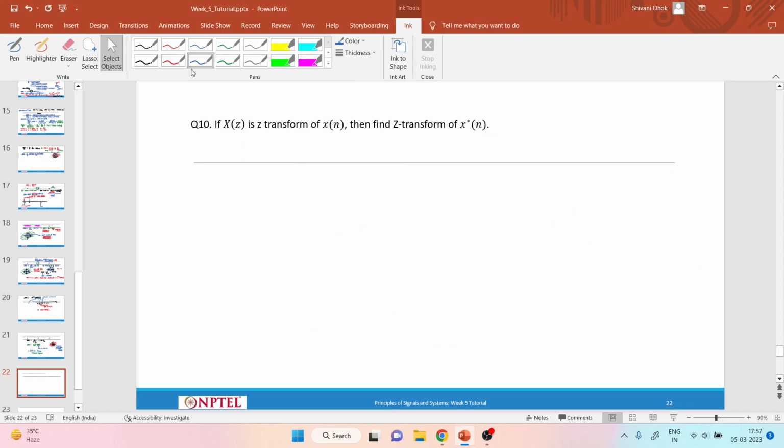Okay, so let us look at the last and a very simple question. This is the complex conjugate property of the Z transform. Suppose x of n has Z transform x of z, then what is the Z transform of x conjugate of n? Let's say it is x1 of z, and this asterisk sign implies complex conjugate.